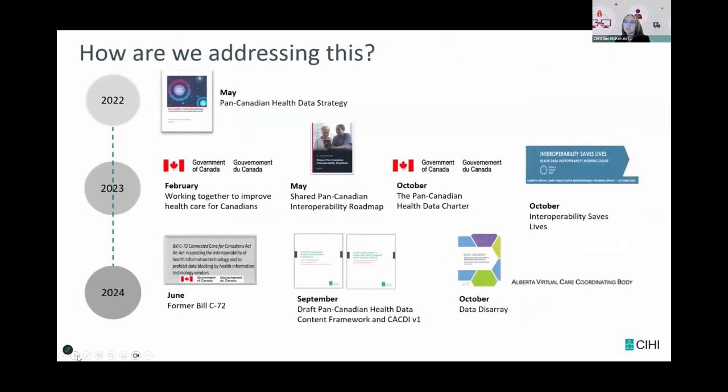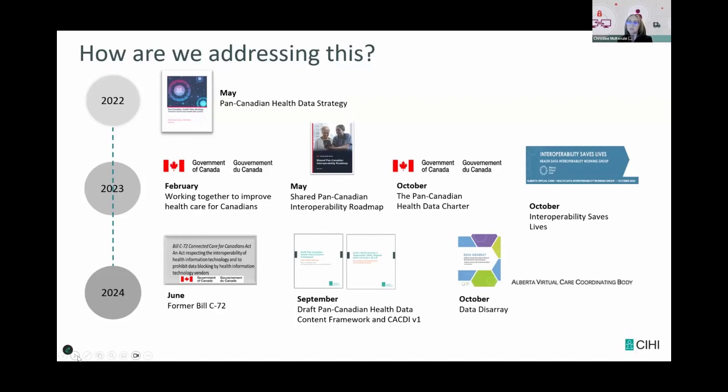Over the last couple of years, we've made quite a few strides in improving the healthcare system and connecting the healthcare within Canada. In May of 2022, the Pan-Canadian Health Data Strategy was released, which was a series of reports which set several recommendations on how we can improve the healthcare system. And as part of those recommendations, some included a person-centric common data architecture, as well as interoperable data standards.